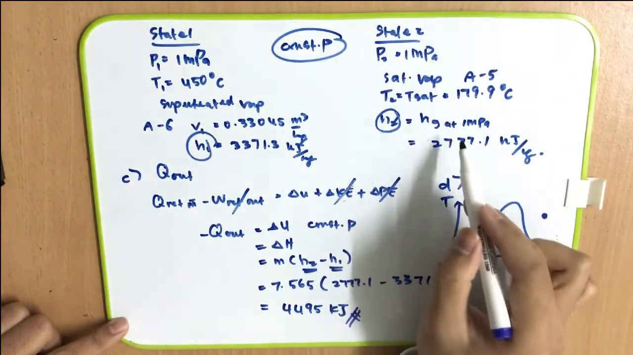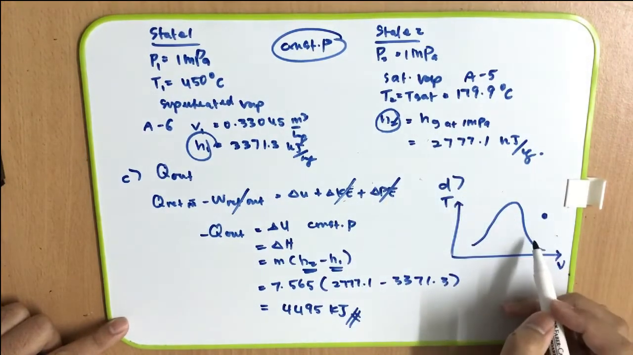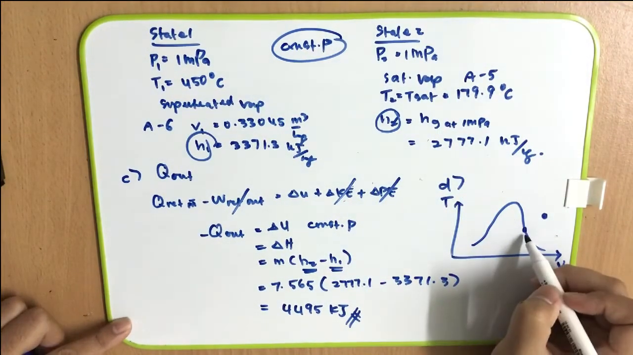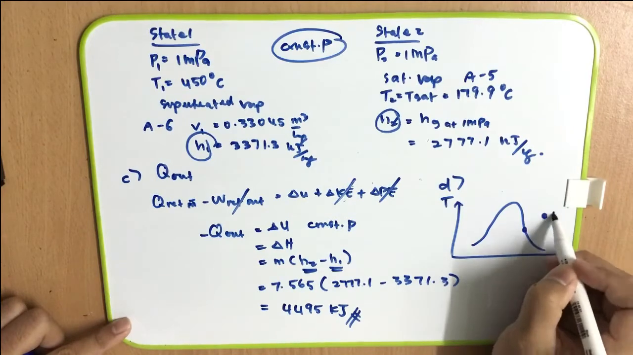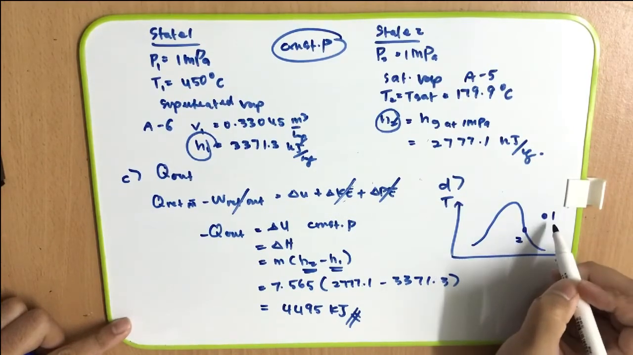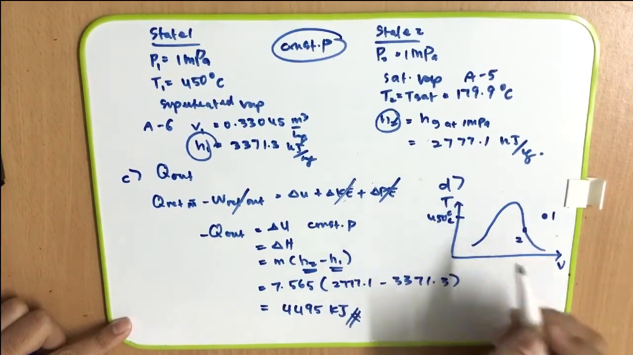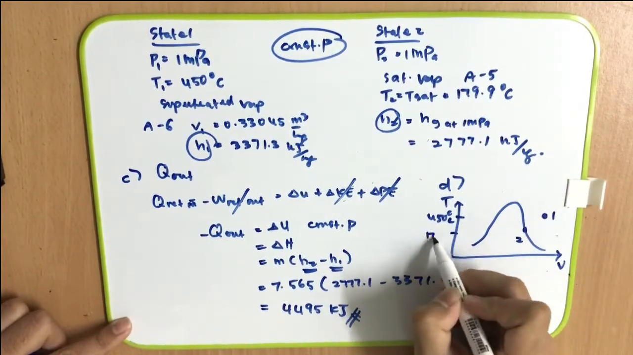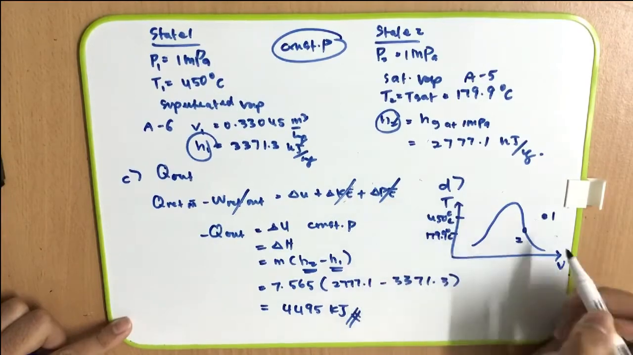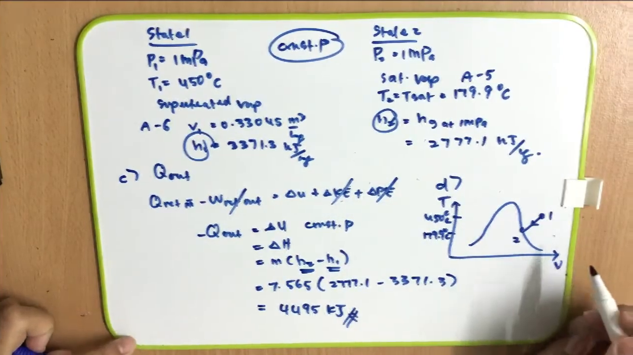For state 2, it is saturated vapor and it should be on the line, and it should be lower than the state 1, because at state 1 it is 450 degrees C, and at state 2 it is 179.9 degrees C. So this is how we show it in the T-v diagram.